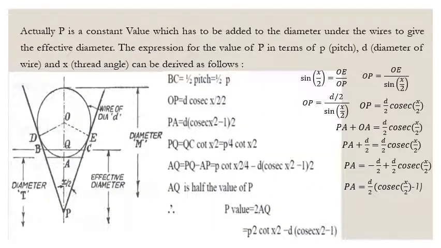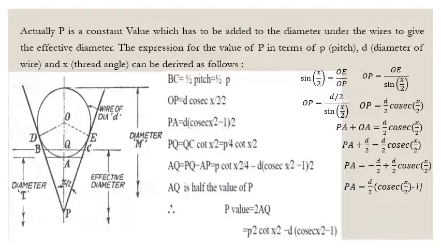Actually, this derivation is very important from the examination point of view. P is a constant value which has to be added to the diameter over the wires to give the effective diameter. The expression for the value of P in terms of pitch, diameter and thread angle x can be derived, where P is equal to 2 times AQ. So we have to derive the expression for this.